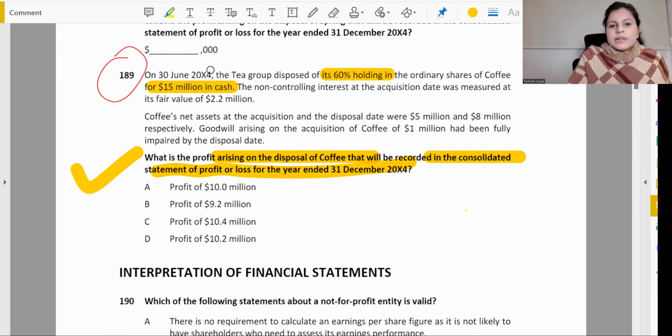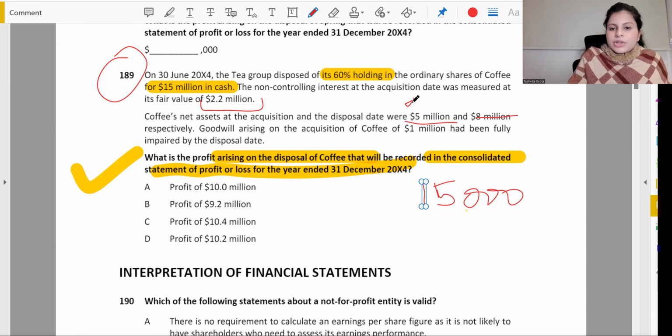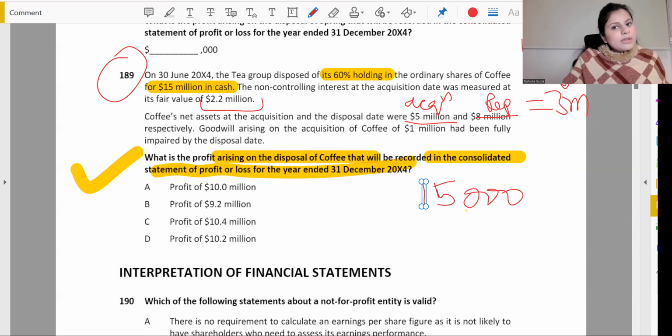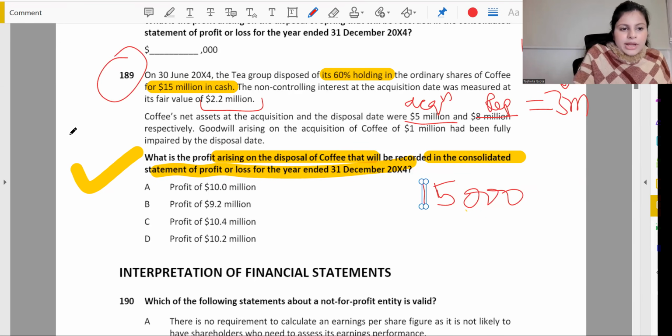Proceeds are 15 million. So 15,000 will be added because we are happy to receive those proceeds. NCI at acquisition date was 2.2. Net assets at acquisition date were 5 million and at disposal date 8 million. So what's the post-acquisition movement? 3 million. NCI will have a 40% share in this. What is 40% of 3,000? 1200. So NCI will have a 1200 share in that.